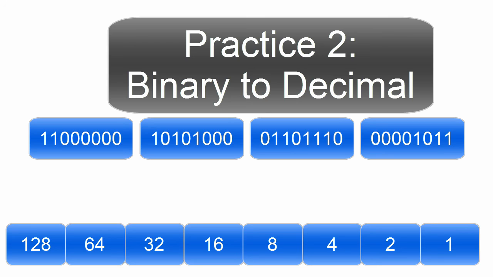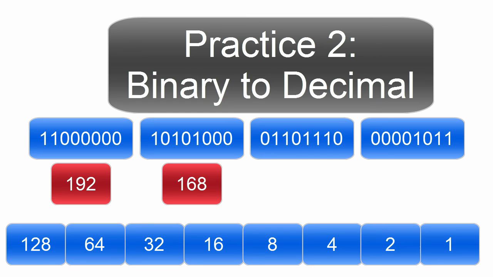Okay, so for that, you should have gotten the first octet was 192. The second octet was 168. The third octet was 110. And the fourth octet was 11.